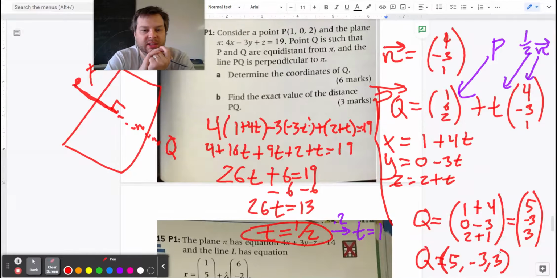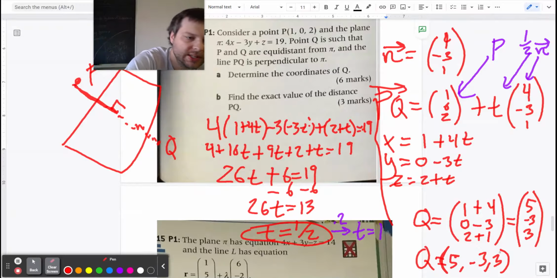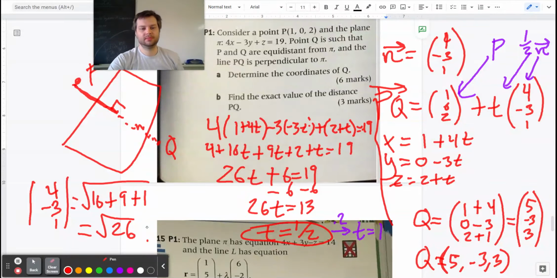Now we've got to find the exact value of the distance PQ. And the exact value of the distance PQ is the magnitude of the normal vector, because there is one normal vector in between P and Q. And so we're just going to take the magnitude of the normal vector 4, -3, and 1. And so that's the square root of 16 plus 9 plus 1. And that gives me the square root of 26. So the magnitude is root 26. And we are done. Not so bad.